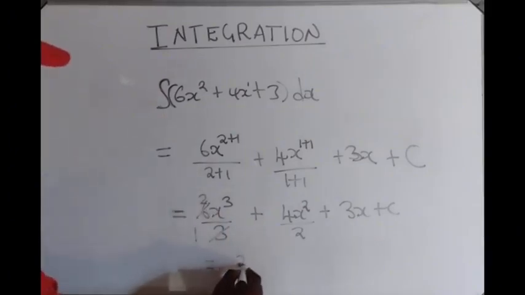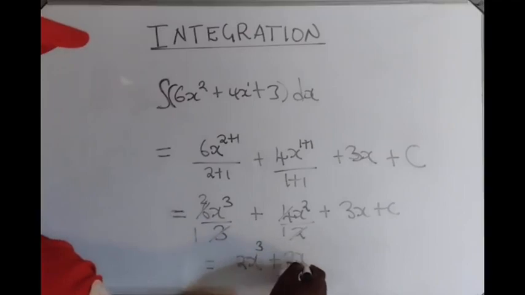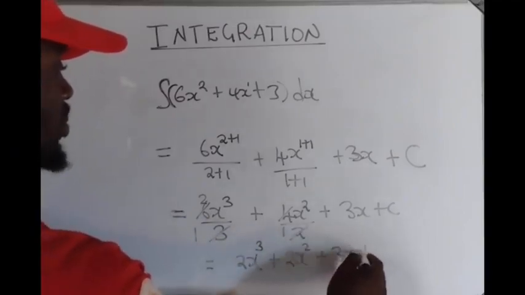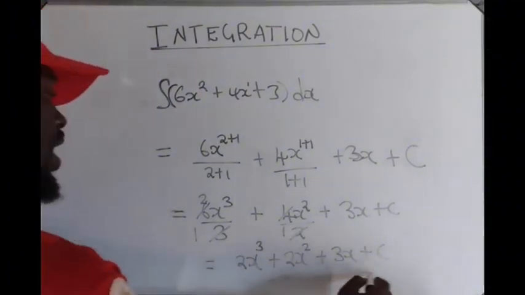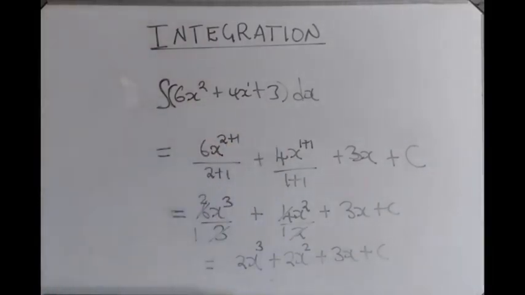So you get something like this: 2x cubed, plus 2 here 1, 2 here 2. So we get 2x squared plus 3x plus c. Have you seen? So this is our answer. We have integrated this function. I'm sure now you can see the difference with the one that we differentiated and with this one that we have integrated.